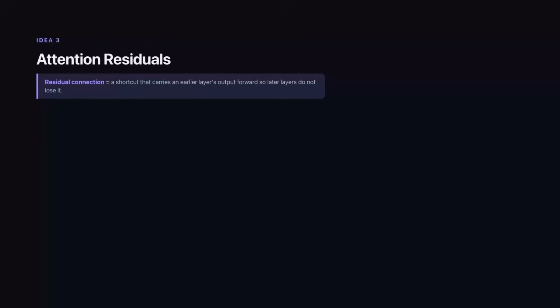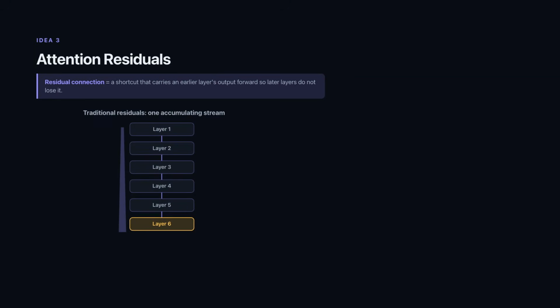Now we get to another very interesting K3 idea: attention residuals. But before the mechanism, one piece of vocabulary. What is a residual connection? In deep neural networks, information from earlier stages is carried forward, so later layers don't lose useful representations. Traditional residual connections keep accumulating everything into one running stream as you go up the network.